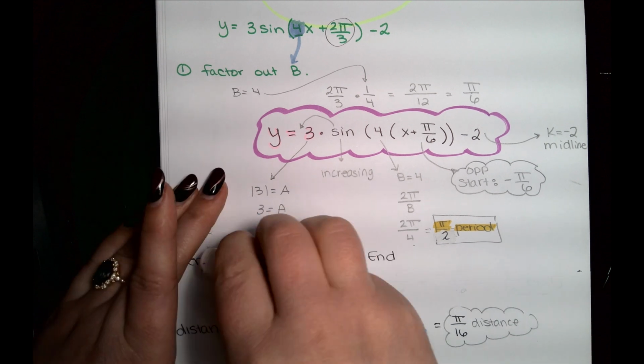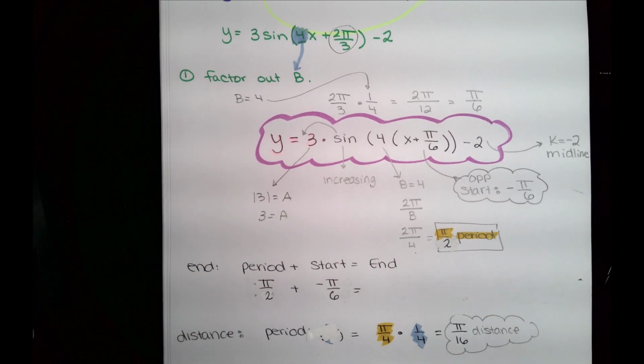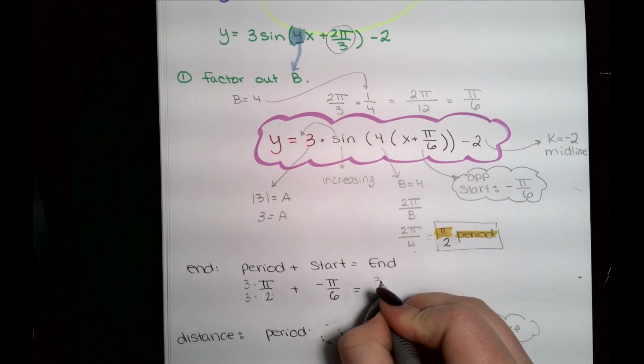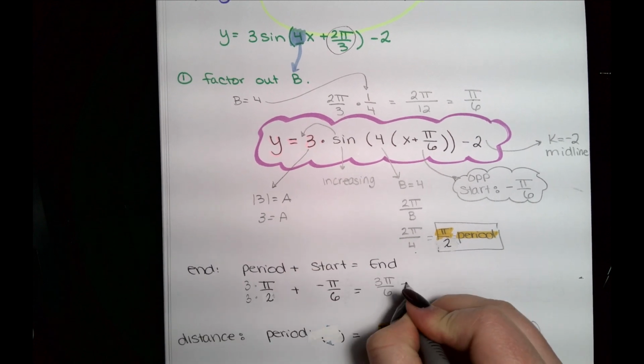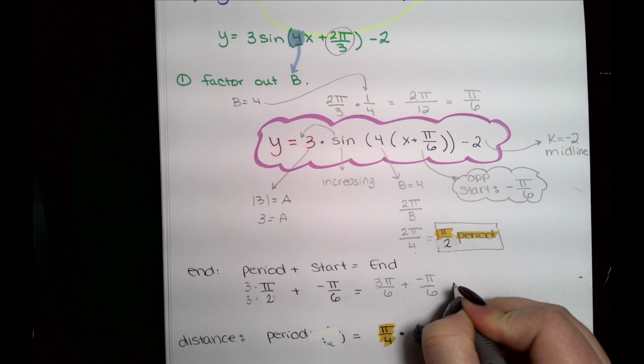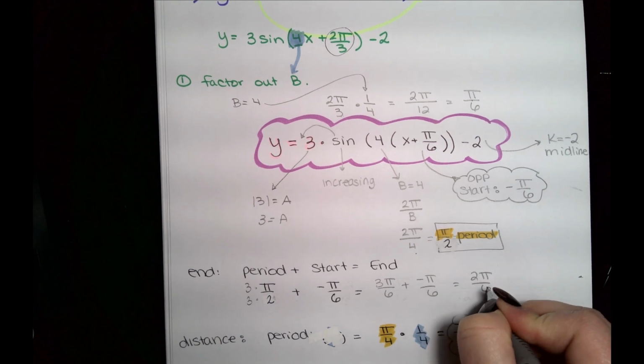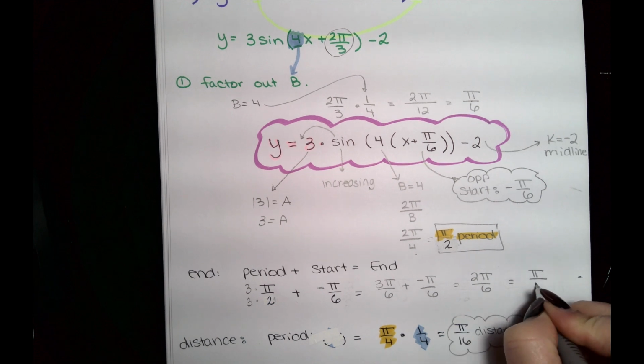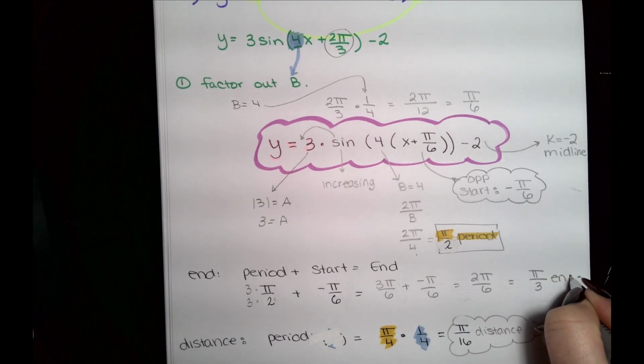That means I only need to create common denominators with the 6. I still need to multiply by 3. So 3 pi sixths plus a negative pi sixths is 2 pi sixths. 2 goes into 2 once. 2 goes into 6 3 times. This is my end.